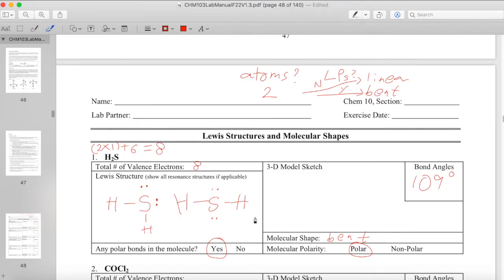If everything coming off of my central atom were the same, then that molecule is going to be nonpolar. That means it's very even. All that electron density is evenly distributed around that central atom.